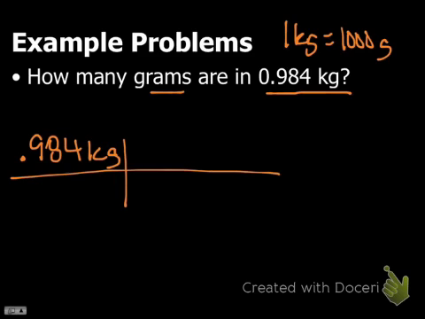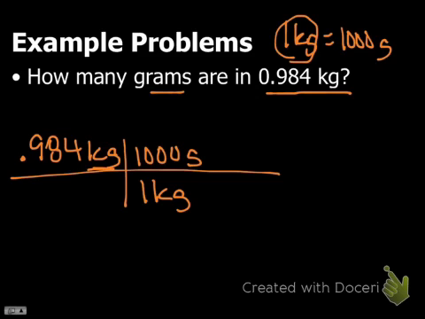So when I put it into my next bracket, kilograms has to be on the bottom because that's what I want to cancel out. So this is my kilogram part of it. 1 kilogram goes on the bottom, and 1,000 grams goes on the top.